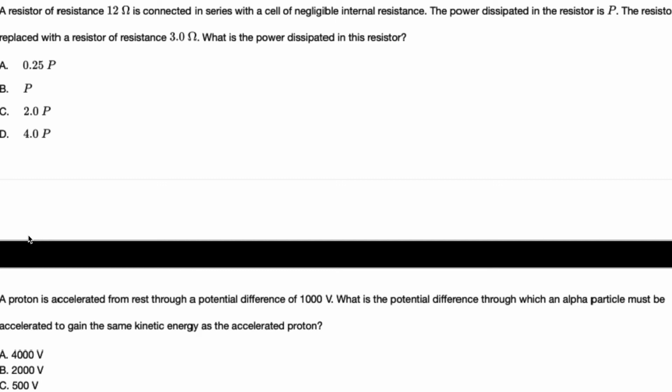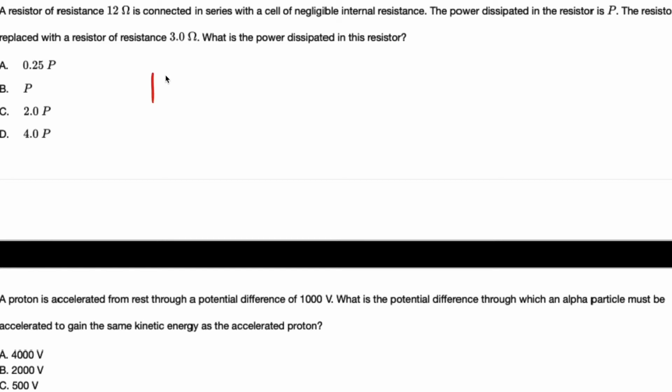A resistor of resistance 12 ohm is connected in series with a cell of negligible internal resistance. The power dissipated in the resistor is P. The resistor is replaced with a resistor of resistance 3 ohms. What is the power dissipated in this resistor?